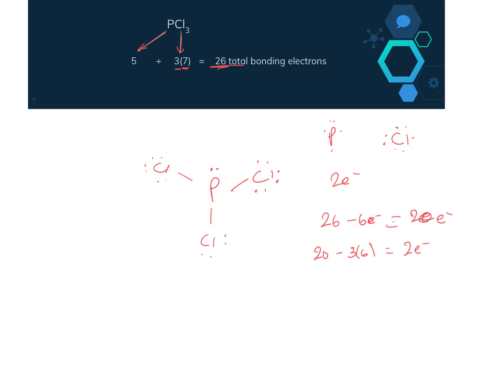Phosphorus only has 2, 4, 6. Through the bonds, it only has 6 valence electrons. And so, therefore, we have to put an extra 2 as a lone pair on top of phosphorus. And then this is our valid Lewis structure, and we have 0 electrons left over at the end.